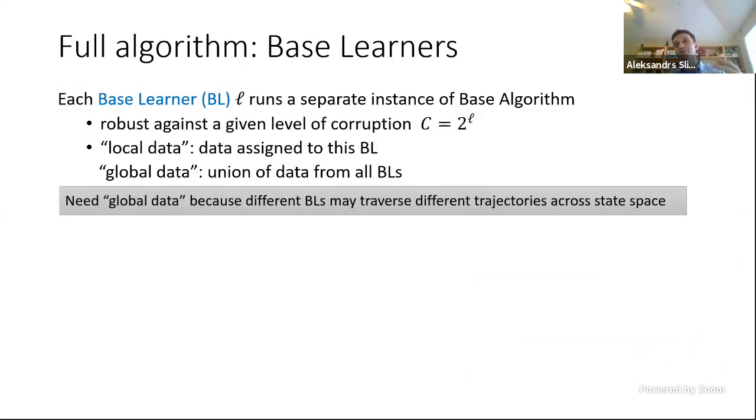The full algorithm is a system of these base learners, where each base learner runs a separate instance of the base algorithm. It is robust against a given level of corruption, which scales exponentially. Local data is data assigned to this base learner, and global data is the union of data from all base learners. We need global data essentially because of trajectory mismatches: different base learners may traverse different trajectories in the state space.